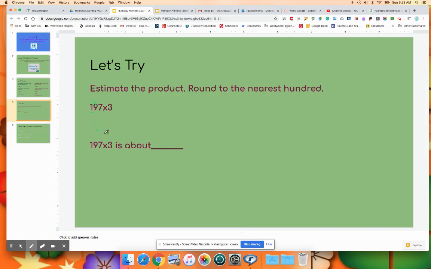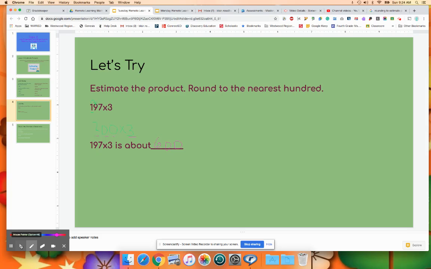We have a lot of bumping up today, to 200 times 3. And the neon green on the green is probably not the best way to go, Miss Ross. There we go. So I remember my basic fact is 2 times 3, which gives me 6. And then I have 2 zeros in my question, so I'm going to add 2 zeros to my estimated product. So 197 times 3 is about 600.